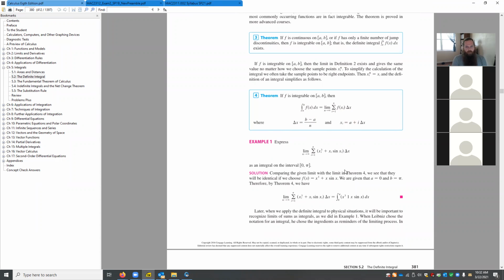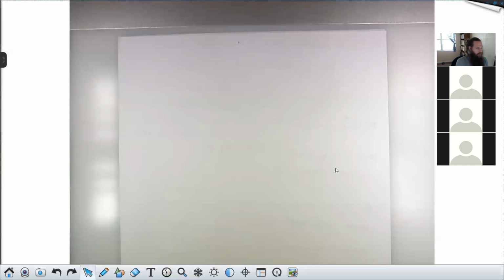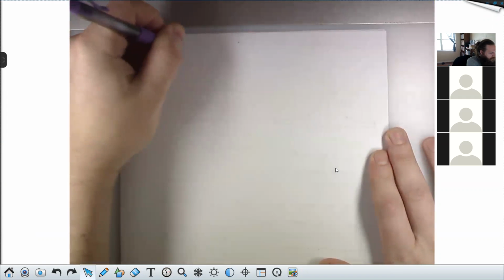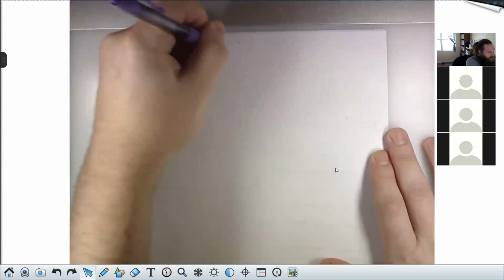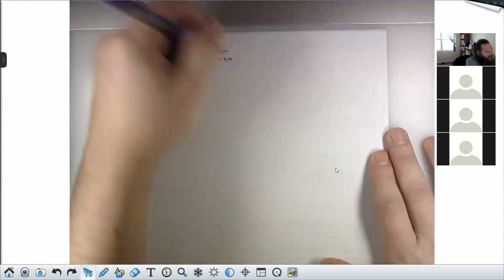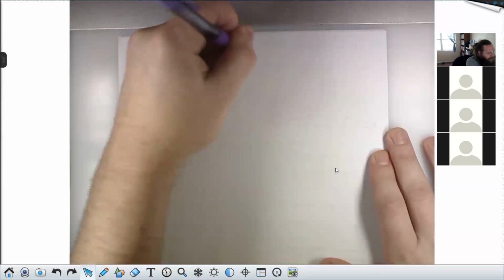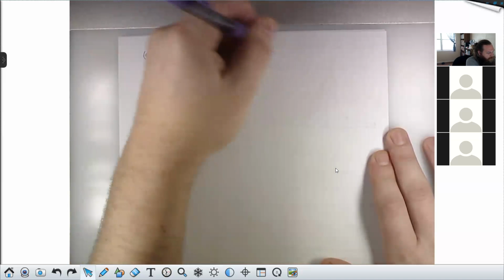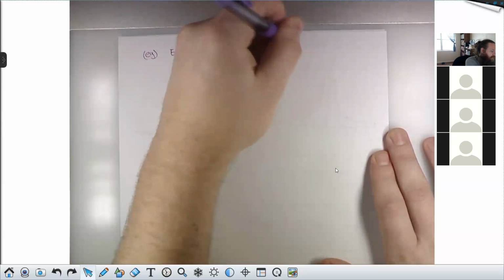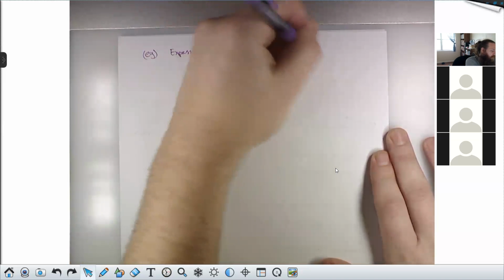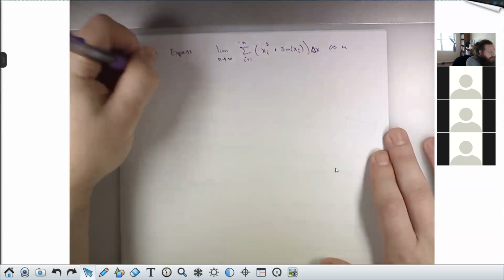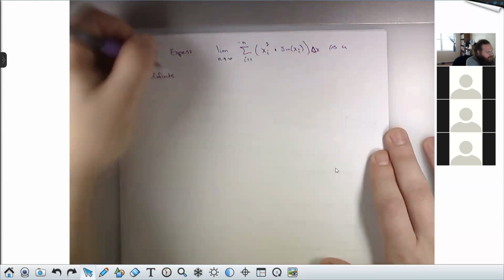So let's take this guy. Let's express the limit as n goes to infinity of the sum from i equals 1 to n of xi cubed plus the sine of xi, all times delta x, as a definite integral.